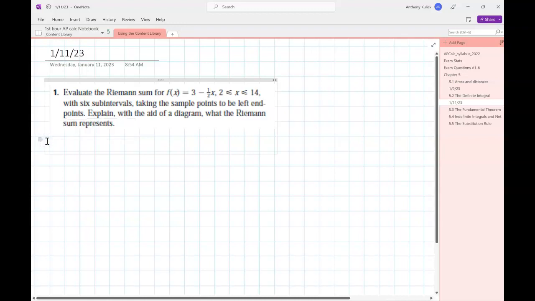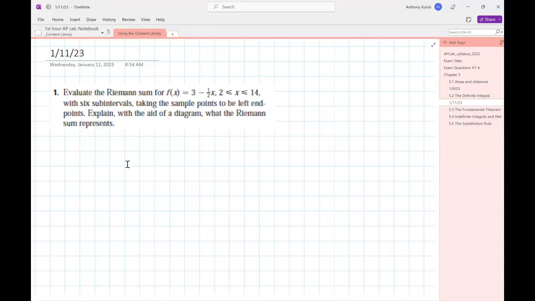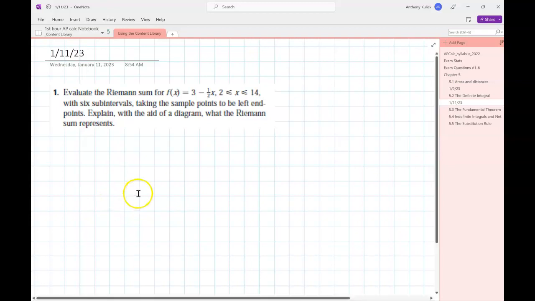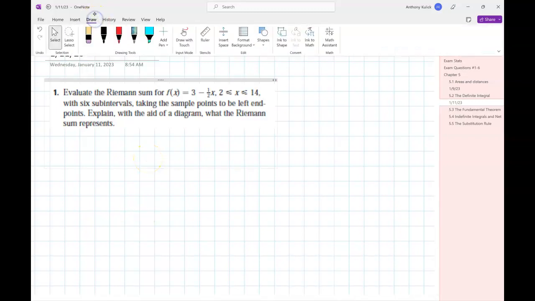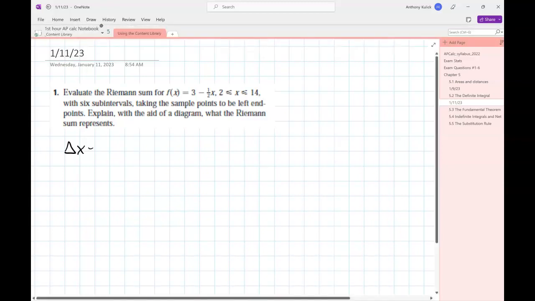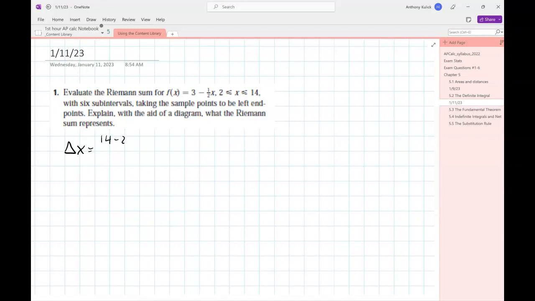So this says evaluate the Riemann sum for f of x equals yada yada yada between 2 and 14 with 6 subintervals, taking the sample points to be left endpoints. Explain with the aid of a diagram what the Riemann sum represents. Okay. Well, I'll start by calculating my delta x. So that's going to be b minus a over n. So that simplifies down to 2.